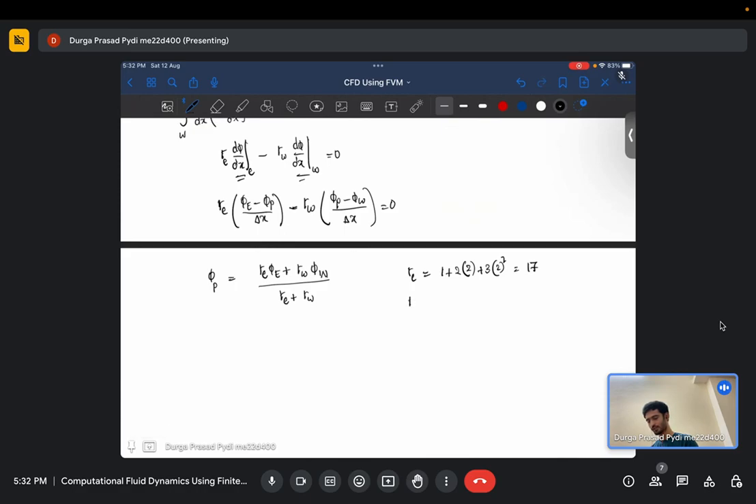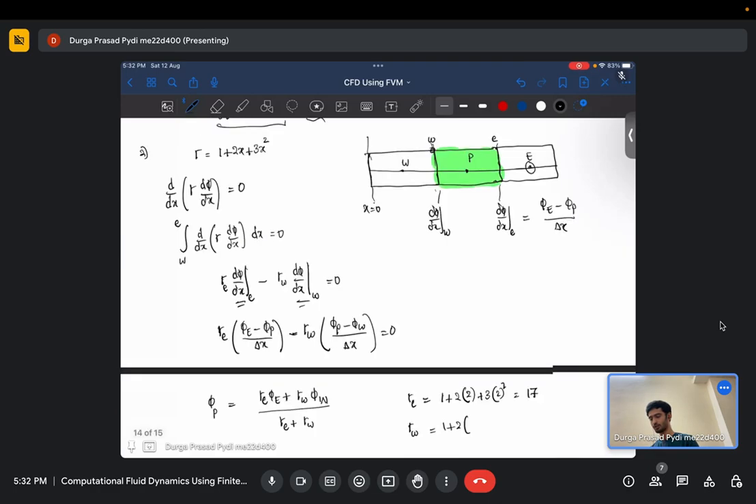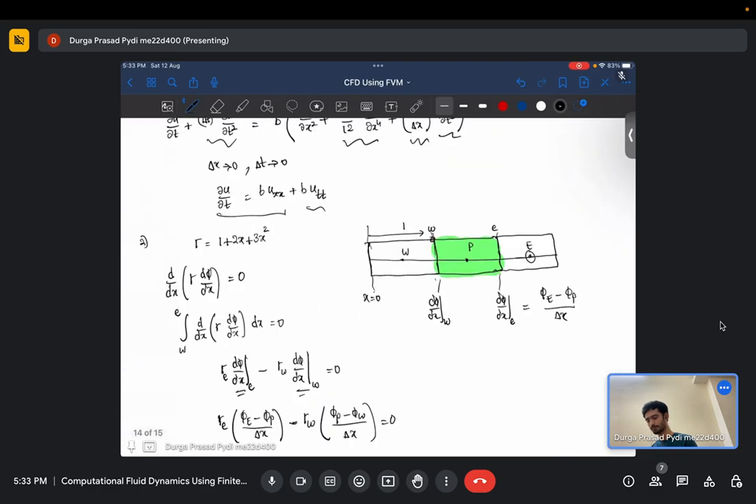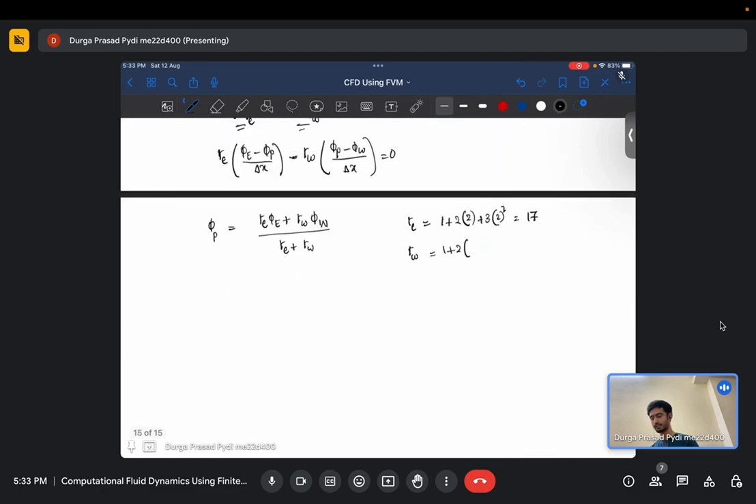Similarly on the west face, we have 1 plus x. On the west face, you are at a unit distance. The east face is at 2 units, and the total is given as 3, so delta x is essentially 1. So 2 times 1 plus 3 times 1 squared gives you a value of 3 plus 3, which is 6.